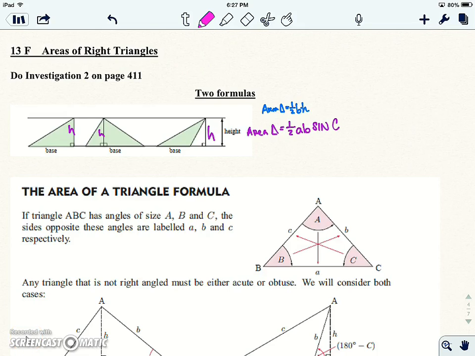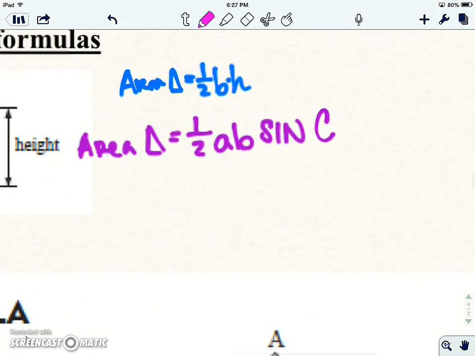Section 13F, area of right triangles. There are two formulas for the area of a right triangle. The first one is 1/2 base times height, and the new one is 1/2 AB, the sine of C.